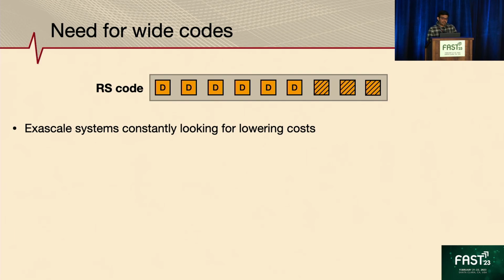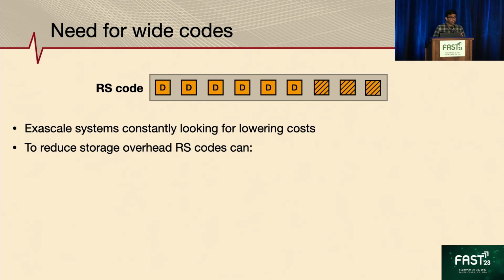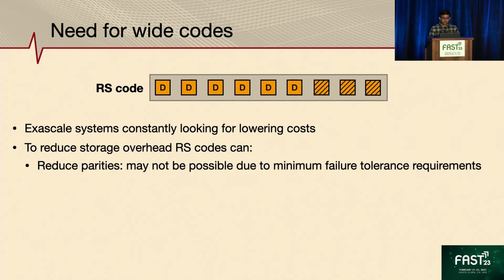And at exascale, systems are constantly looking for ways to lower the storage cost. In order to reduce storage cost, there are 2 ways one can go about changing erasure codes. One is to reduce the total number of parities so that you have a better ratio of data versus parity in each stripe, and therefore you can lower the storage overhead. But that may not be possible because, depending on how the data center or cluster is architected, it might require a certain minimum number of failure tolerance.